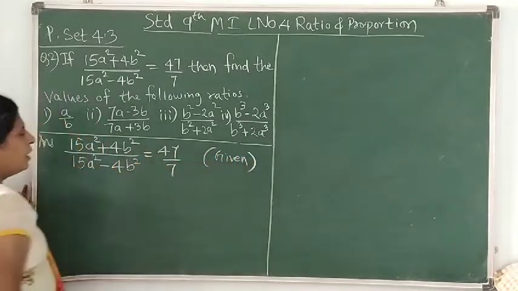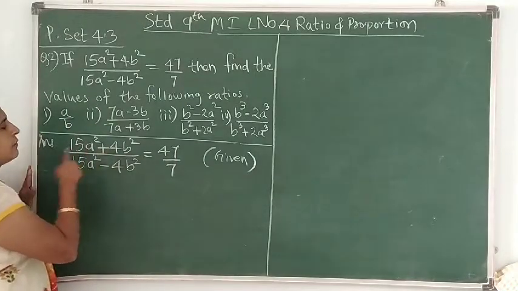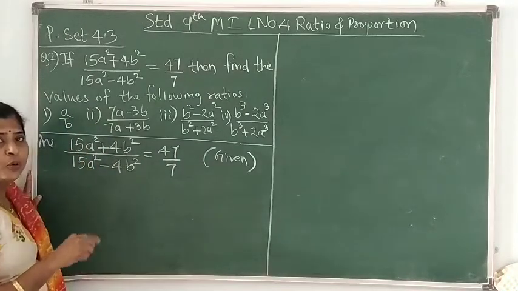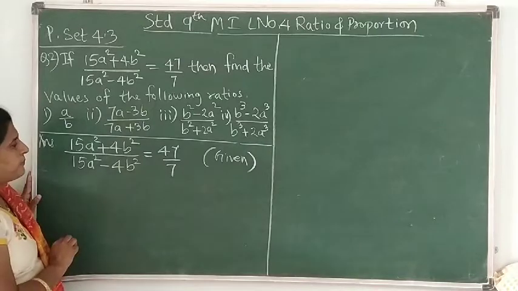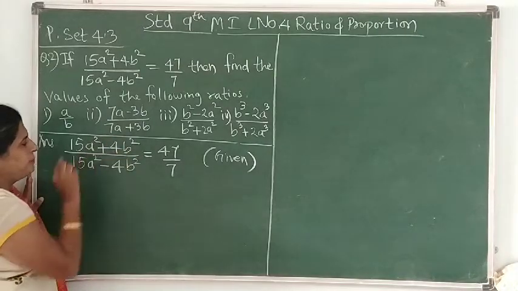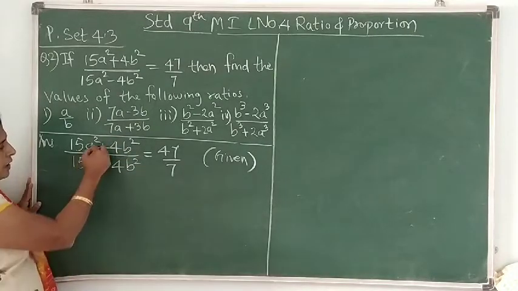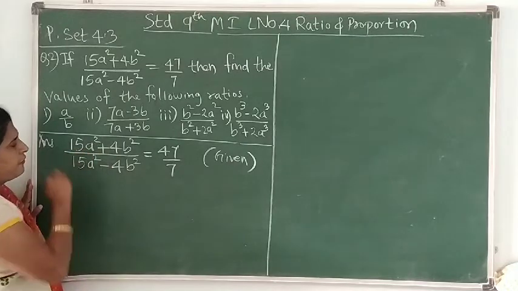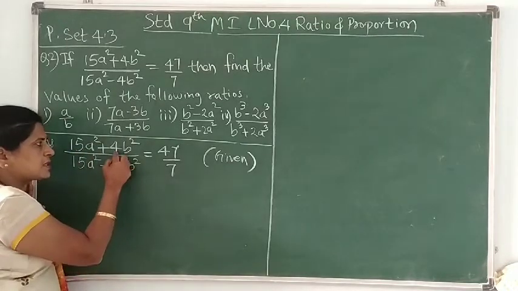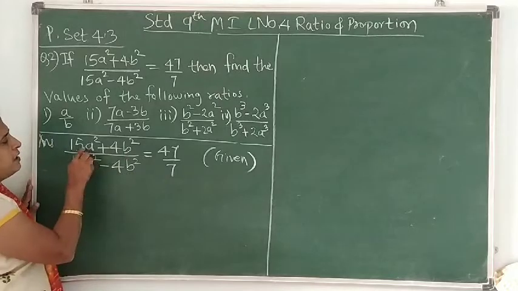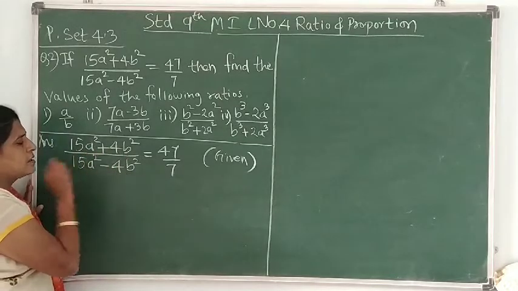Now, whatever ratio we have on the left side, we have to observe it. Here it is a square, b square. Similarly, a square, b square. These both a squares are multiplied by 15. These both b squares are multiplied by 4. And here we can see it's addition, and here it is subtraction.